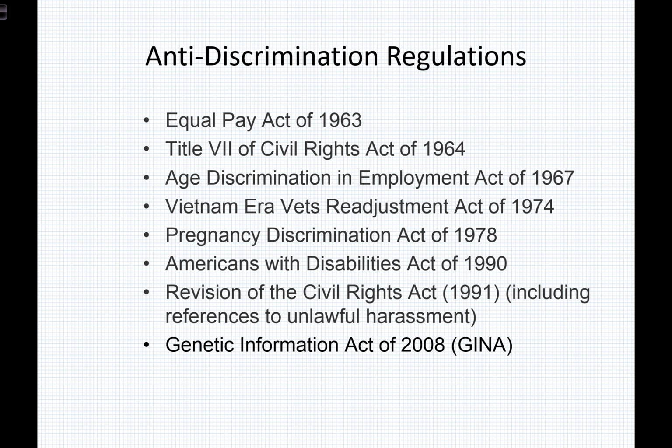Each one of these acts has something in common. They make it unlawful to make employment decisions, wage decisions, promotion decisions for someone based upon observable characteristics that have nothing to do with the productivity of the individual.